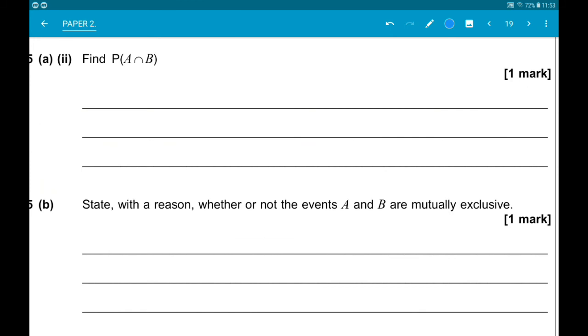Part B. Find the probability of A intersection B. So we know that that's 0.2 times 0.75, which is 0.15.